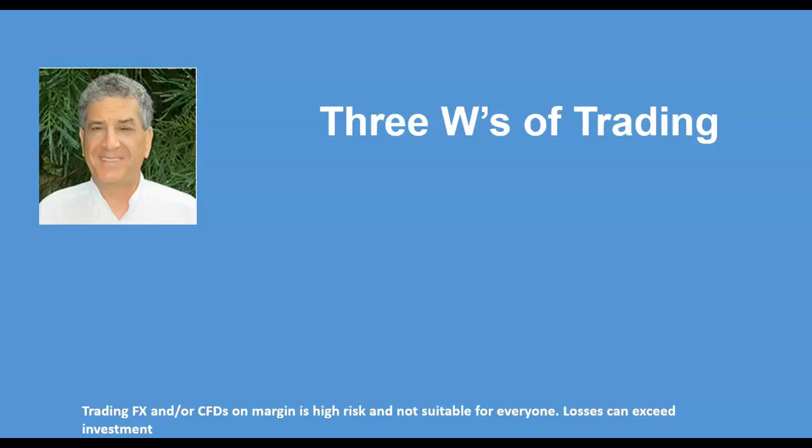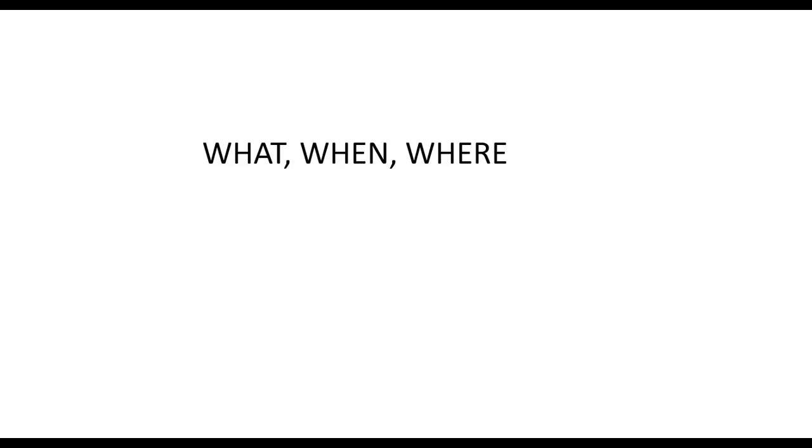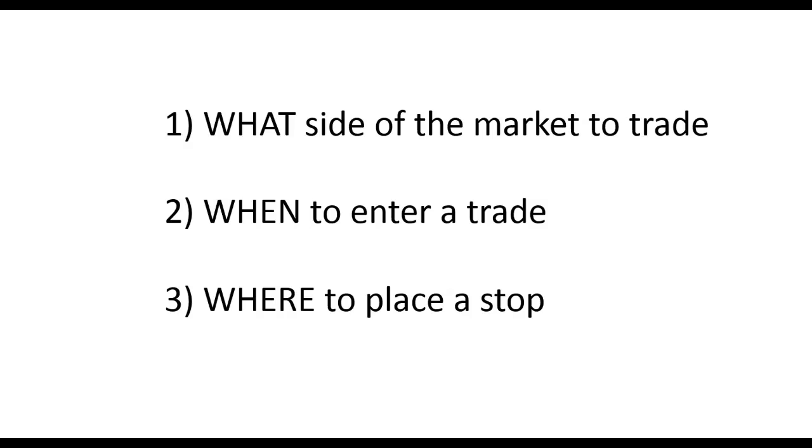So what are the 3 W's? There's what, when, and where. Number 1. What side of the market to trade? To me, that's half the battle, picking out the strong side to trade. Number 2, when to enter a trade. You'll see why timing can be very important. And number 3, where to place a stop. That may be the key to trading. So let's get on with an illustration of the 3 W's of trading.